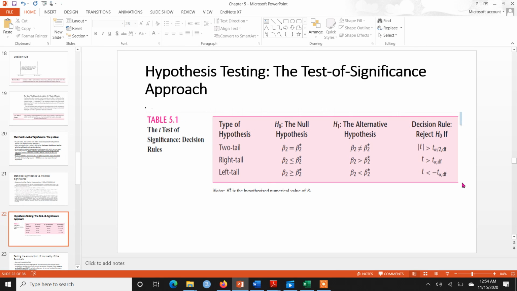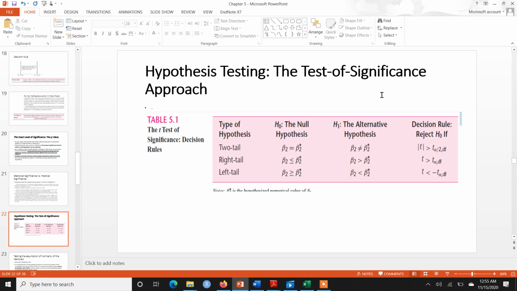Next, I am going to share the hypothesis testing approach using the test of significance. By the way, it's not necessary that you apply the test of significance approach. You can simply apply the confidence interval approach as well. But the reason I'm telling how to test hypothesis using the test of significance approach as well is that some of the students or some of the viewers might find this approach relatively easier than the confidence interval. It's totally up to you which approach you are going to use. That doesn't make any difference.